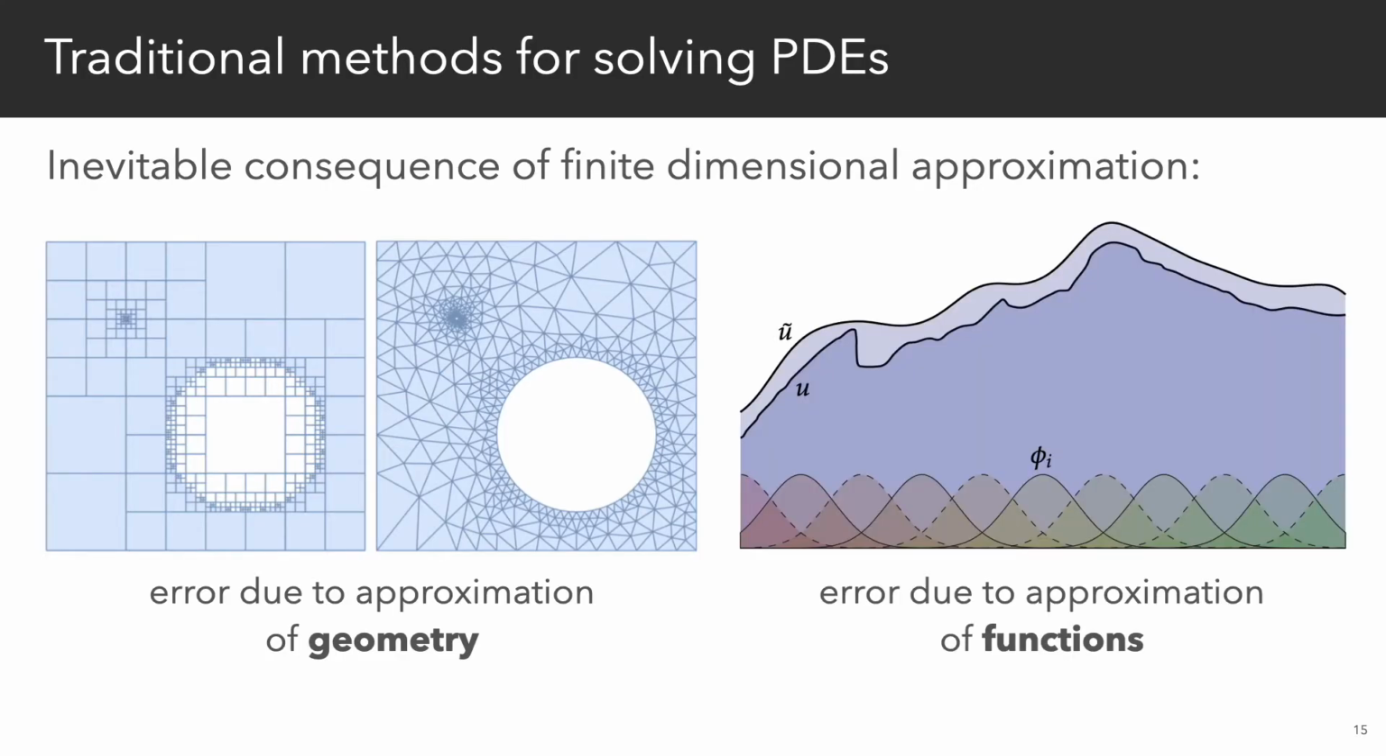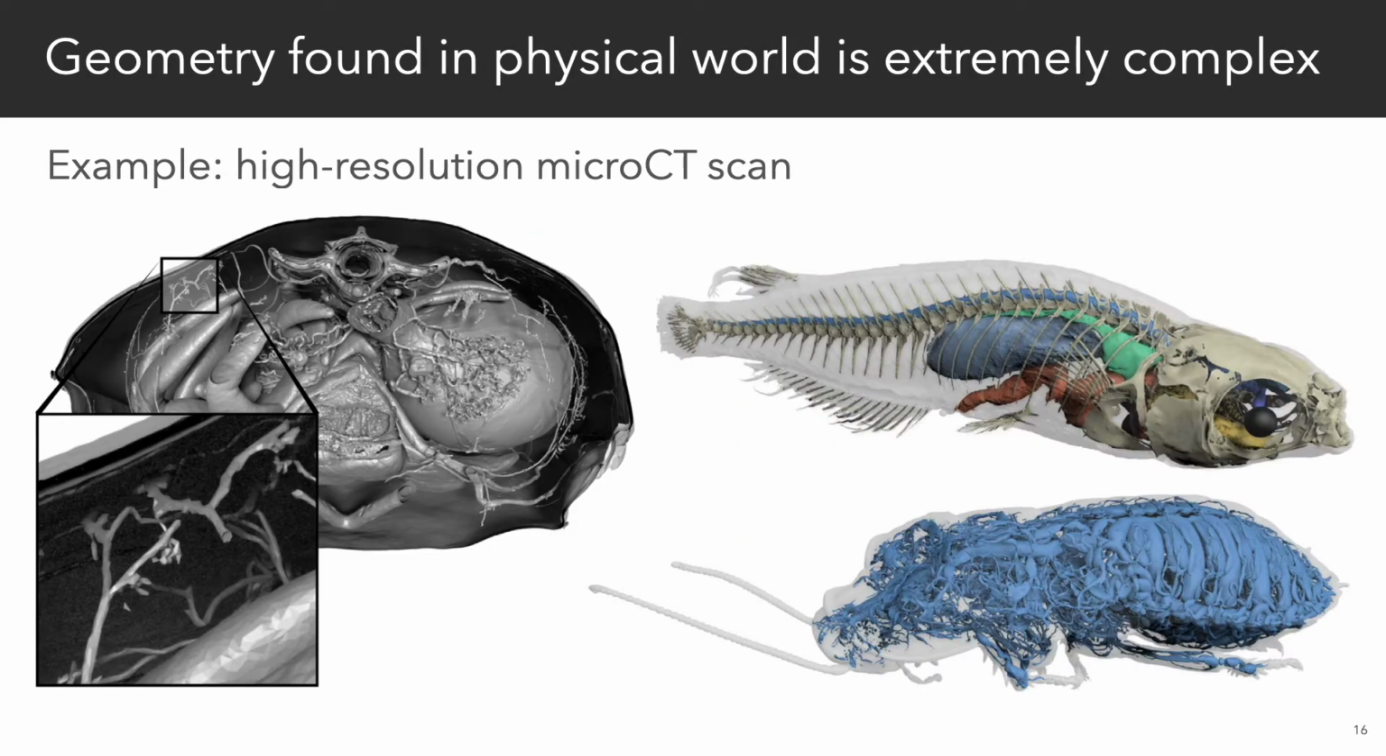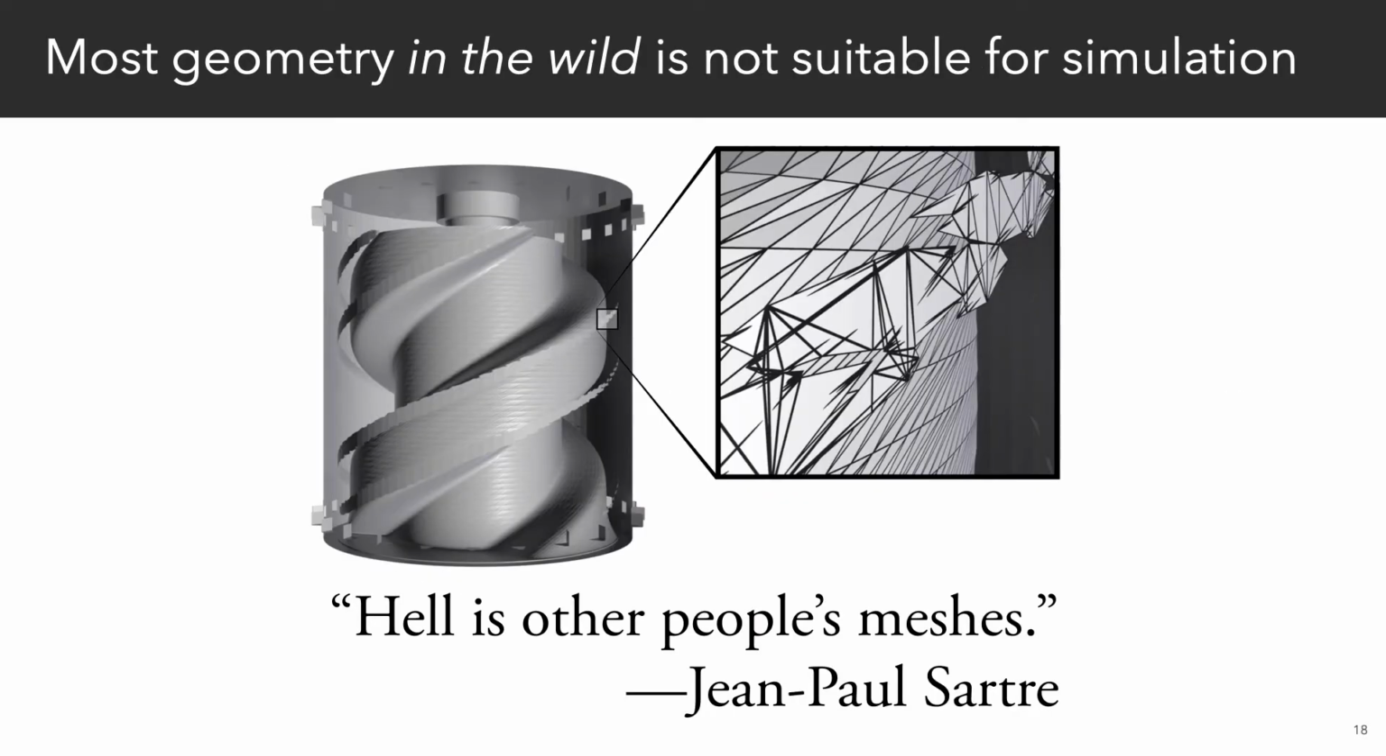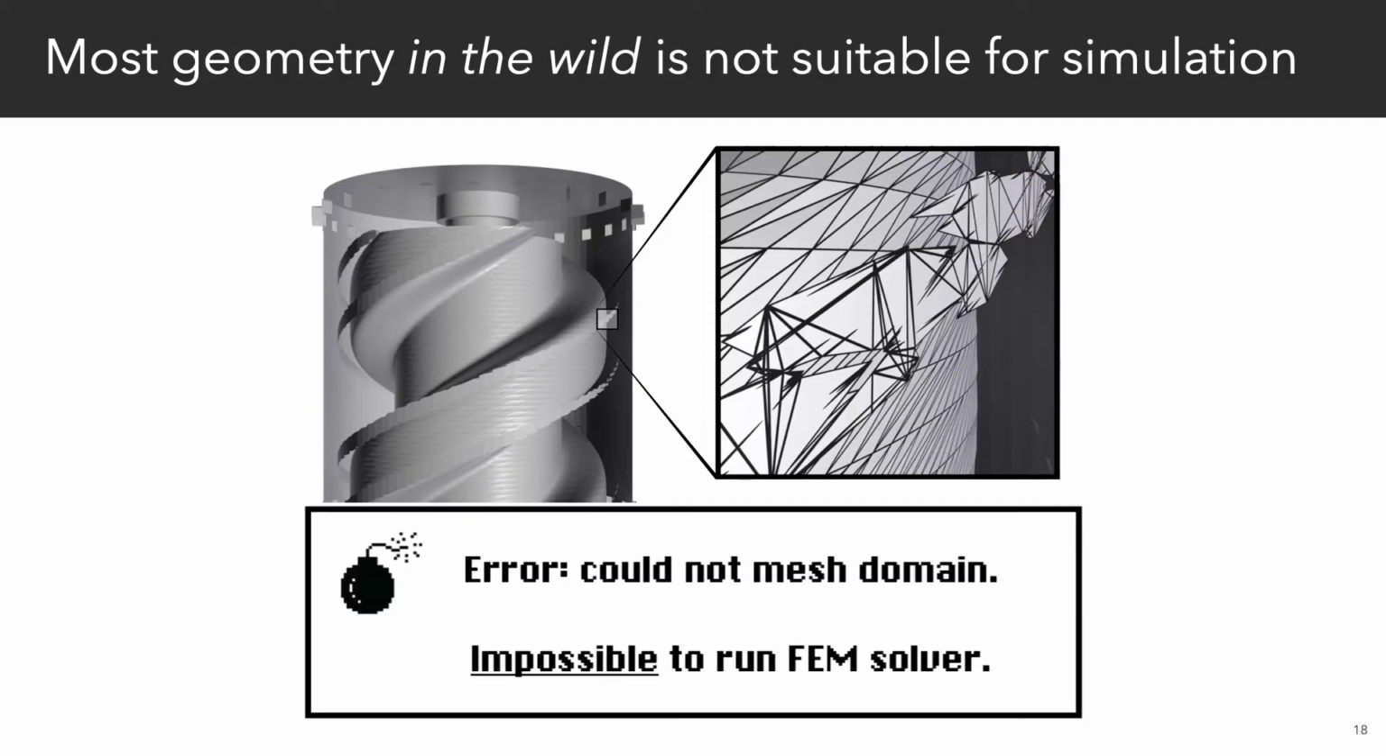The bigger challenge, however, is that geometry found in the physical and natural world can be extremely complex. But we're nowhere near simulating this level of geometric complexity because it takes an extremely long time to mesh. And in general, mesh generation is just a very memory intensive process that's also difficult to parallelize. Since most of the geometry found in the wild also contains degenerate inputs, in many cases it's just impossible to run our solvers without some extremely time consuming manual cleanup or pre processing.